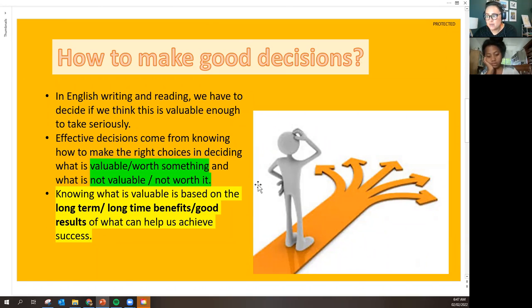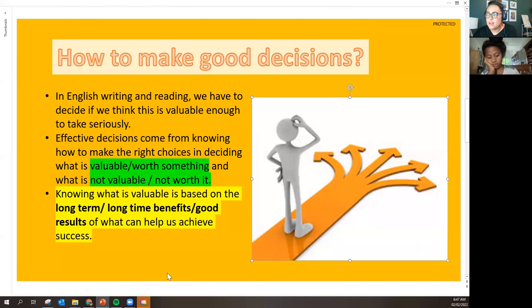Effective decisions come from making the right choices by deciding what is valuable, what is worth it. You might need to write it down. You might need to think about it. You might need to go speak to someone in your community or village to get confirmation of your choices. You know, take it seriously. Like when you're making a life decision, a good decision is important to consider before making a wrong choice.